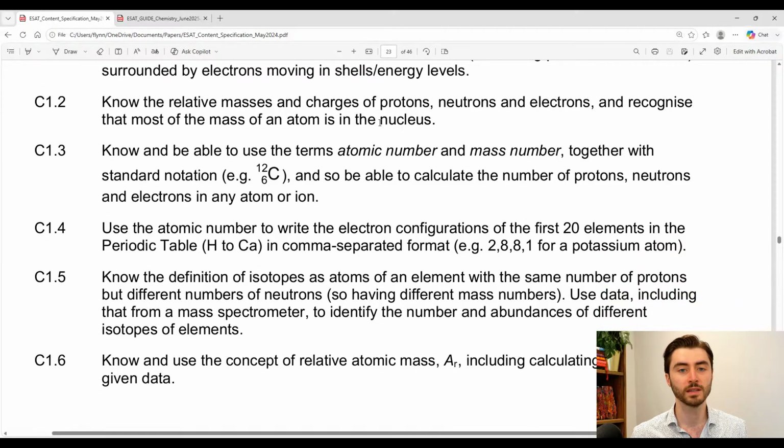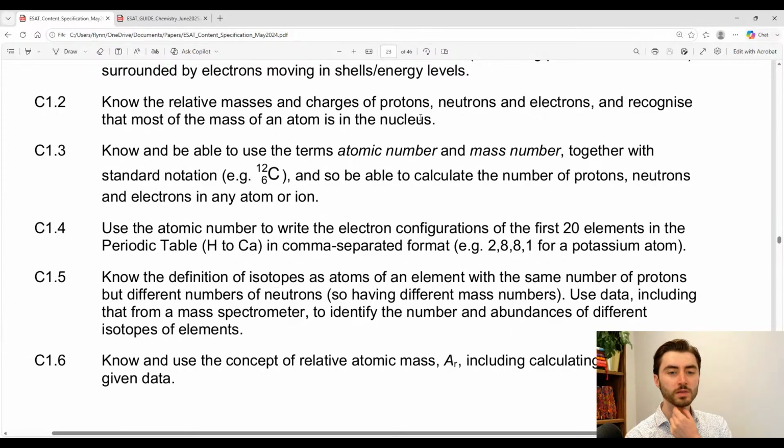So relative masses and charges of the protons, neutrons, and electrons. Protons, mass 1, charge +1. Neutrons, mass 1, charge 0. Electrons, mass functionally 0, charge -1. So when you're considering the mass of an atom, you're really just considering the mass of the nucleus. And that is all kind of stuff that you did in GCSE and maybe a bit in the early stages of A-level to do with the masses of atoms.